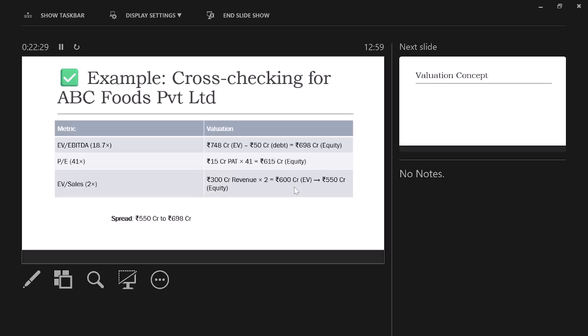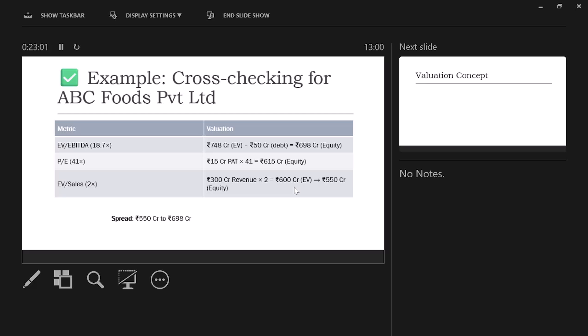So ultimately you are interested in the equity value, isn't it? Because you are going to buy the equity as an investor, or you want to buy a company as a whole. So it gives you a value of 698 crores when you use EV to EBITDA. It gives you a value of 615 crores when you are using a pure P/E multiple. But when you are using EV to sales, it gives you 558. So that means the spread is between 550 to 690. So that's a kind of a range.